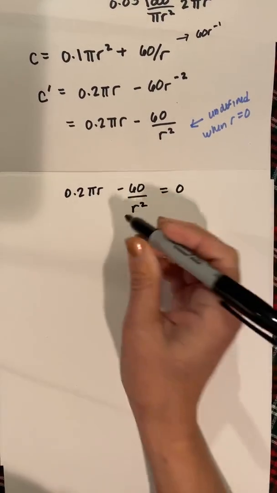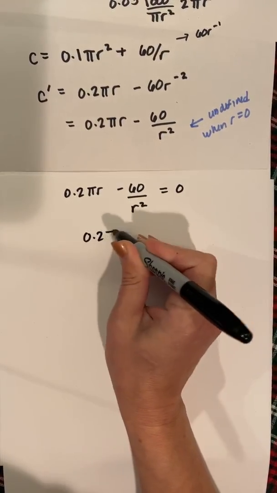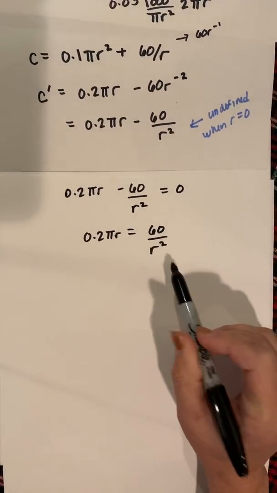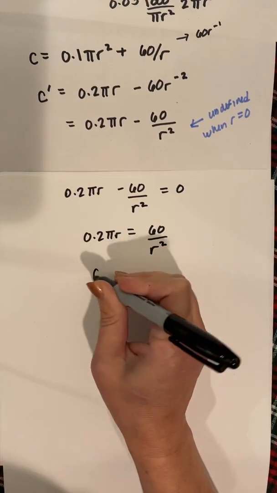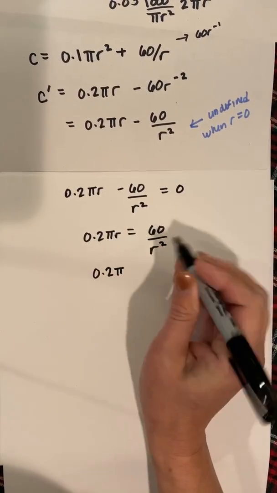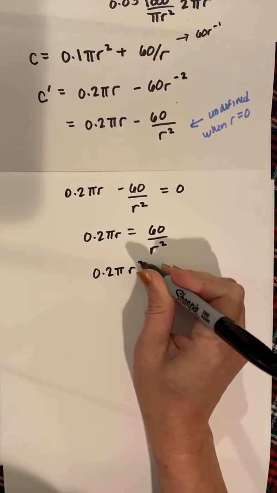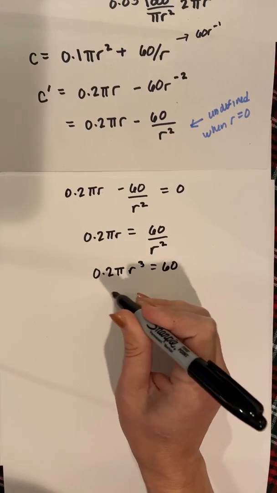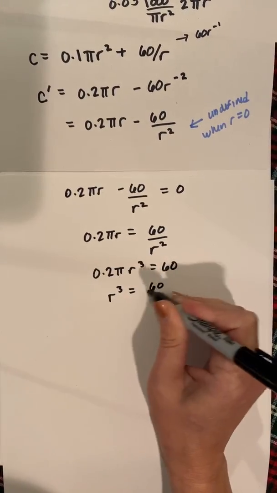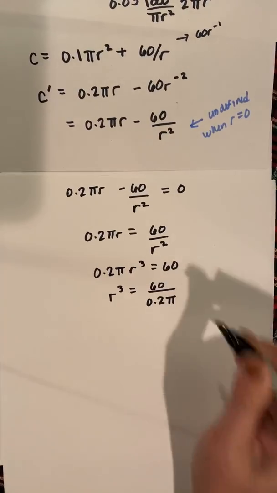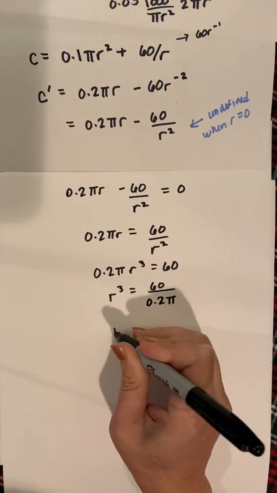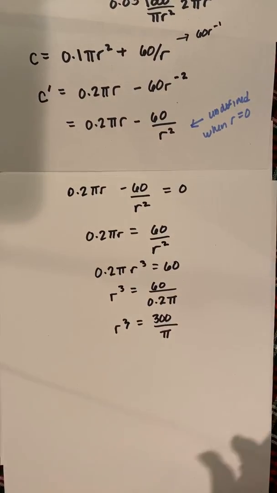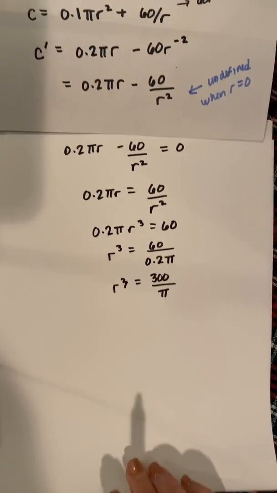I'll add the 60 over r squared to both sides. I'm going to bring the r squared over to this side. I'm going to multiply both sides by r squared, so we get 0.2 pi r cubed equals 60. And then I'm going to divide out the 0.2 pi, so r cubed is equal to 60 over 0.2 pi. And 60 divided by 0.2 is 300. This all comes down to 300 over pi. So the radius cubed is 300 over pi.